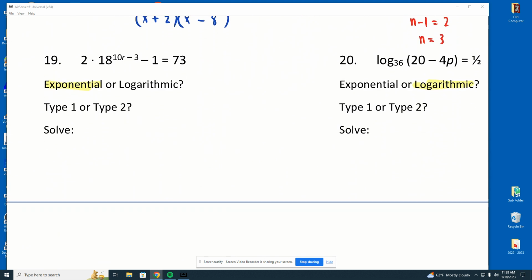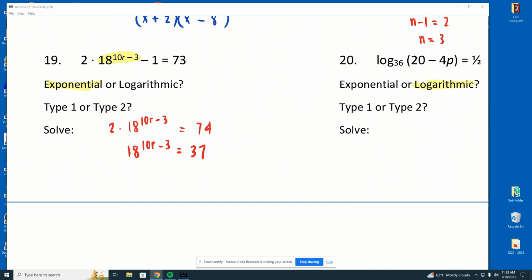Number 19. Again, very similar to the last problem, I got to get this exponential expression alone first. And to do that, I'm going to add 1. So 2 times 18 to the 10r minus 3 will equal 74. Then I'm going to divide by 2. So 18 to the 10r minus 3 power will equal 37.